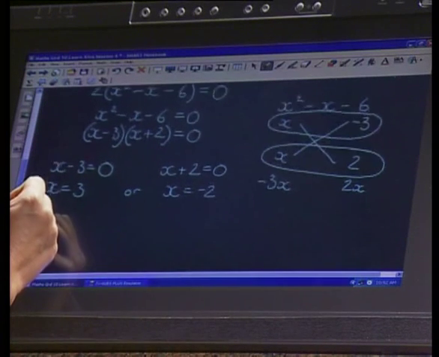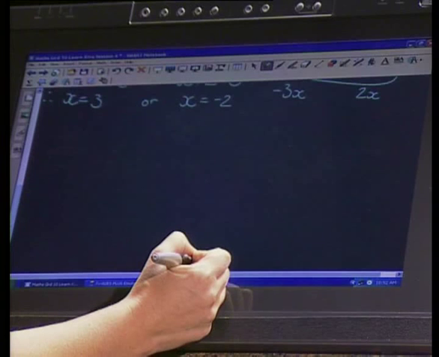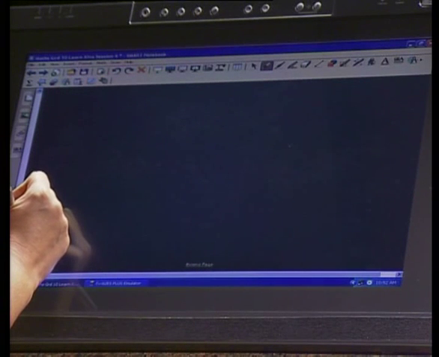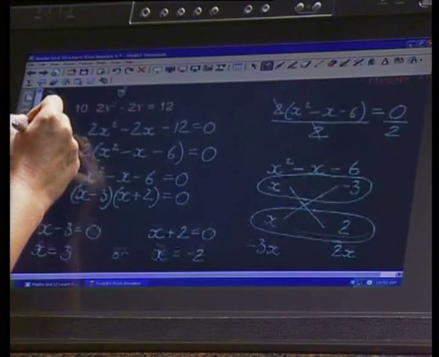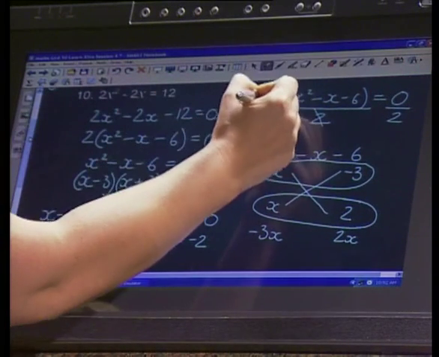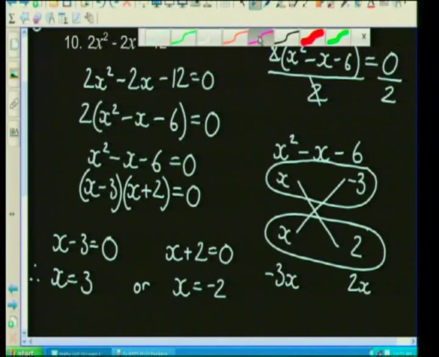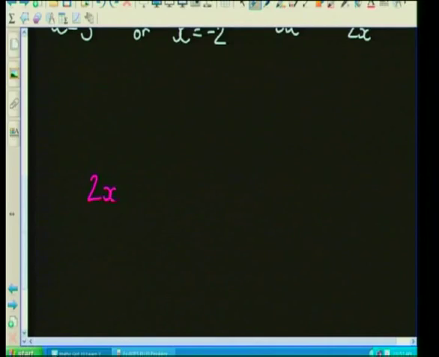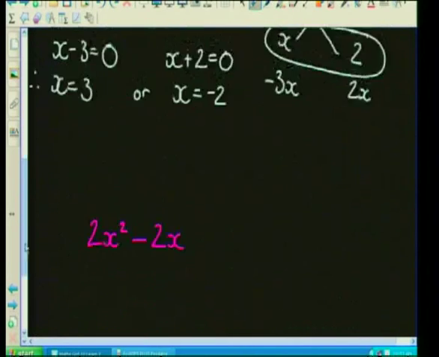Now, in truth, most people will not see that common factor first, and it makes the question a lot more difficult for them. So I'm going to show you how to deal with that if that happens. The question is, and let's do it in a different color, 2x squared minus 2x, and it was equals to 12.